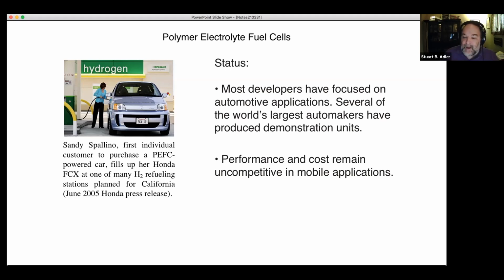But I will say that the cost requirements for stationary power are much less stringent. I mean, cars are very cheap devices. It's one of the most economically difficult things to make a case for fuel cells. In a lot of other applications, you can afford more if you're getting high efficiency and other benefits.